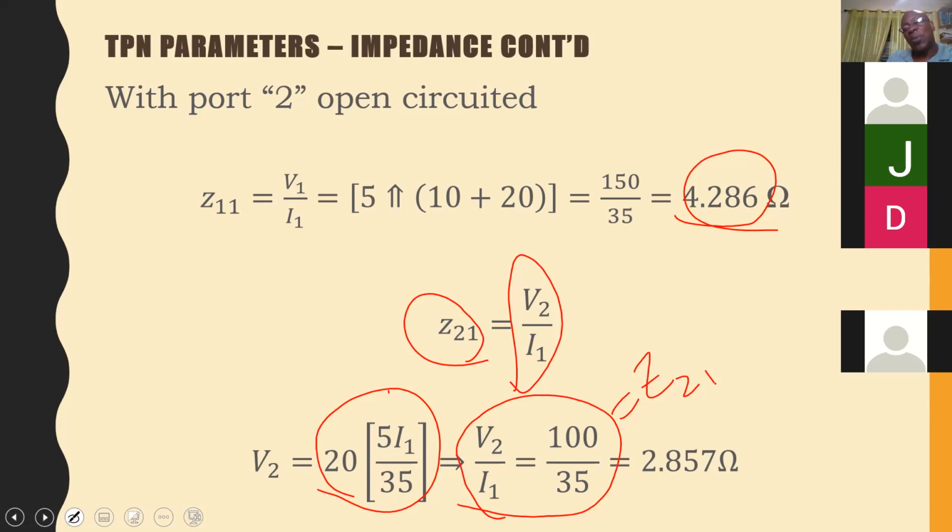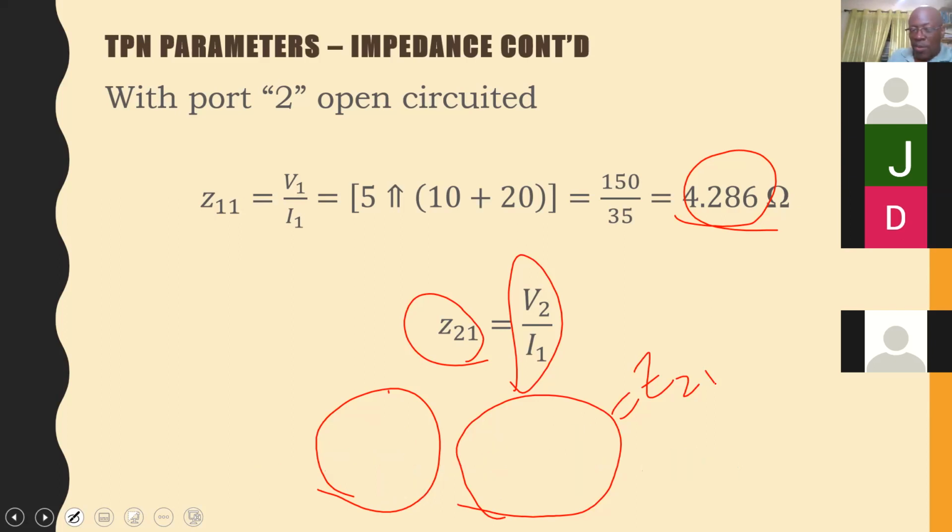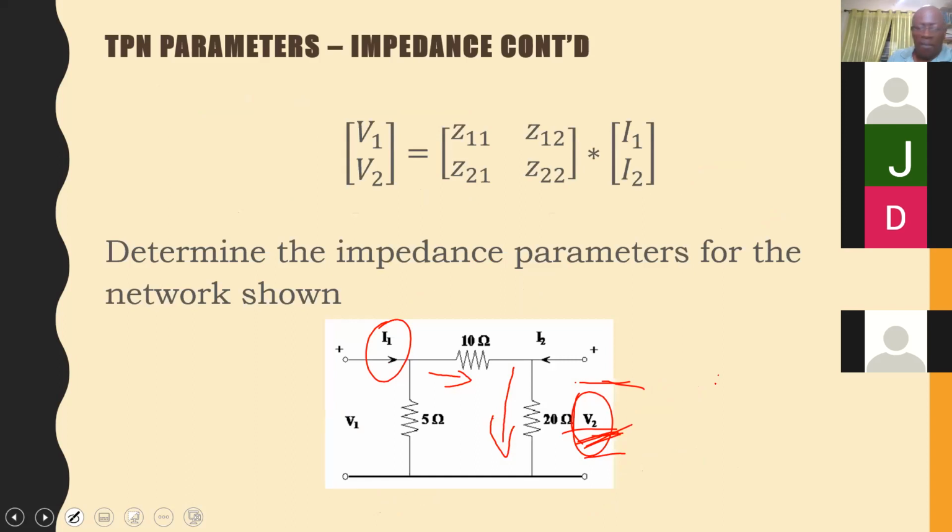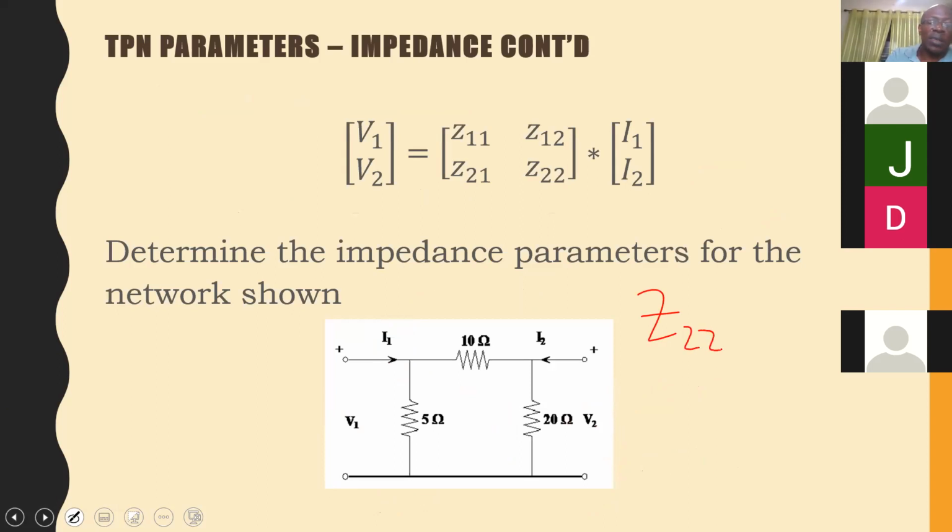So based on what we have done here, let's go back to our circuit. I'm removing the ink. I now want Z22. With Z22, it means that port 1, or I1, is equal to 0. So we open circuit port 1. So I'm now looking inside here. And Z22 would be V over I2.